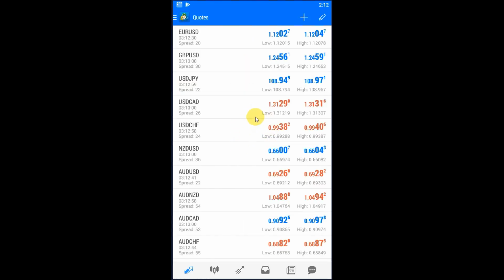Alright, so this is how we use Metatrader 4. The parts I've showed you, those are the most important parts that you need to know.